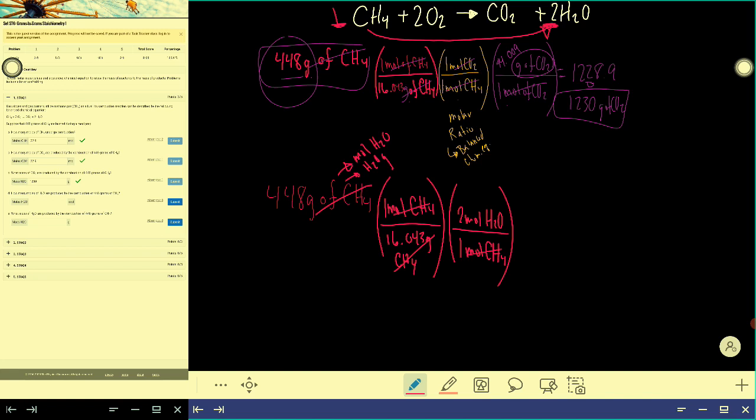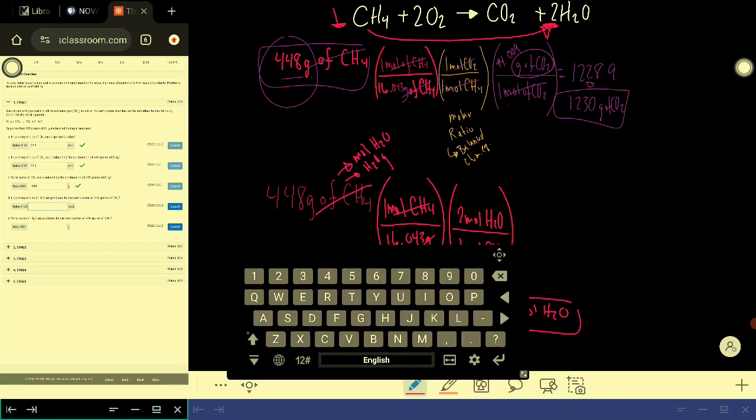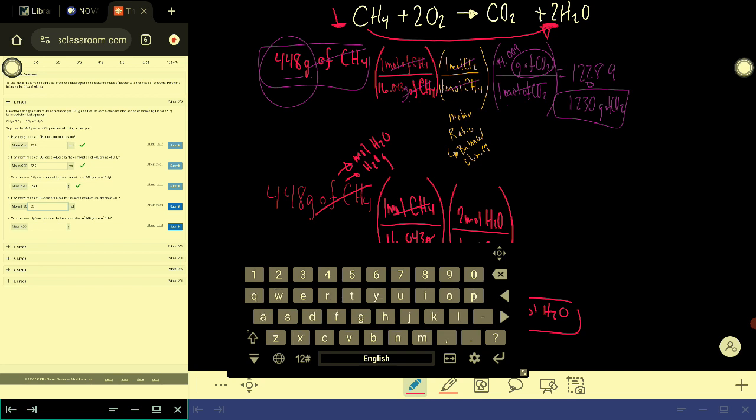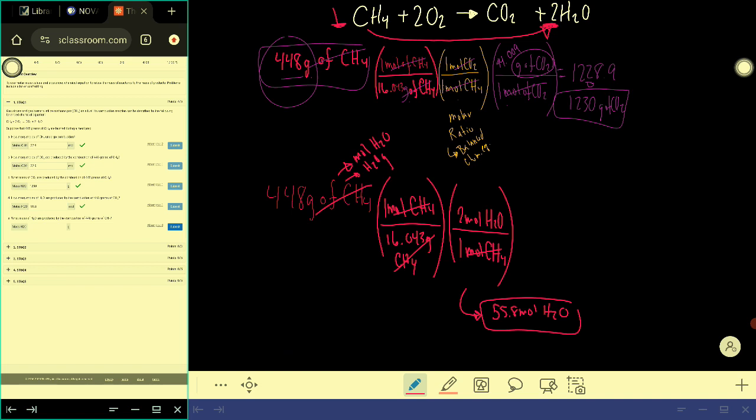So that was the first part. How many moles of H2O are produced? So I'm going to take 448 divided by 16.043 and then times 2. And that tells me that here I'm going to have, with 3 sig figs, 55.8 moles of H2O. Now I wrote it down here because even though that is this answer, hopefully, if I didn't type something incorrectly here, 55.8, then I can just go now, which the next problem is asking me the mass of H2O.